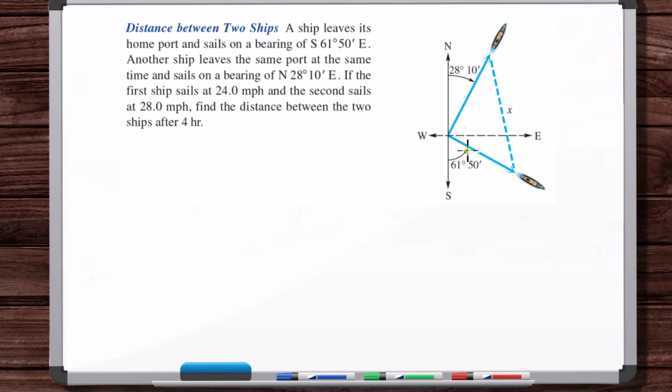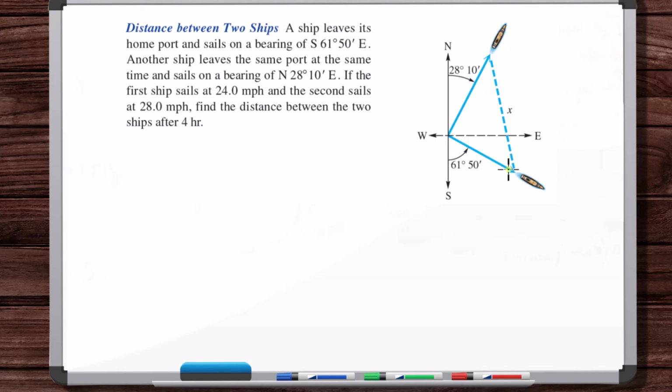Okay, so the first ship and the second ship leave the same point at the same time. One is sailing south 61 degrees, 50 minutes east. So we know how to interpret a bearing direction this way: you first specify either north or south, so they specify the south line. And then next is the acute angle measured either east or west from that south line. And so the acute angle is 61 degrees, 50 minutes. So it's like 61 point something degrees east.